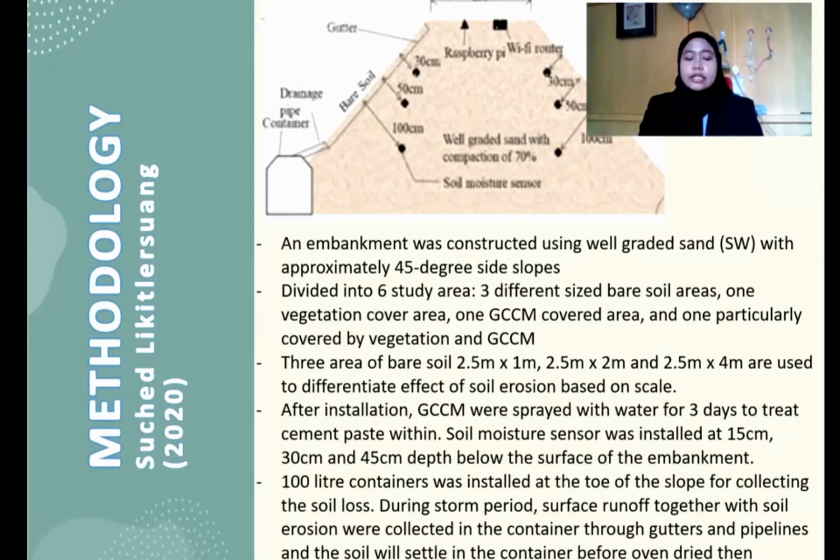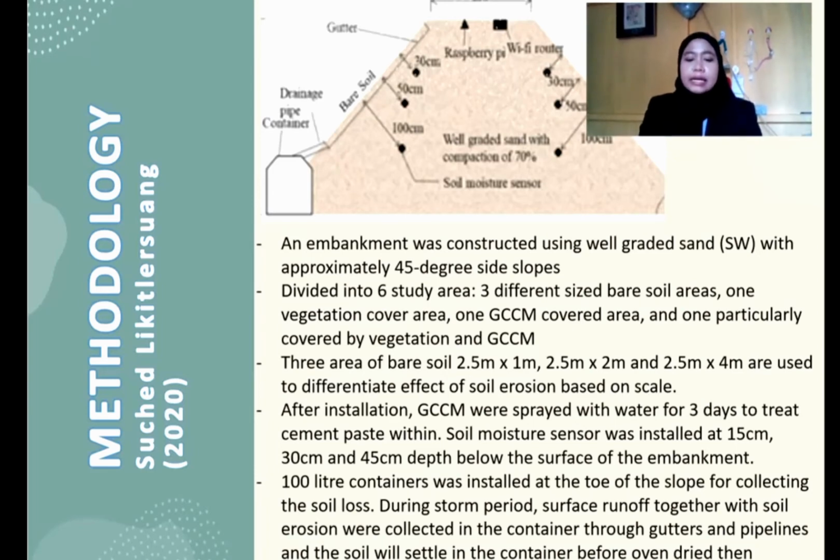For the methodology, for the first study case, as we can see from the slide, it shows the embankment was constructed using a well-graded sand with approximately 45 degrees side slope. It's divided into the 6 study areas, which are 3 different sized bare soil areas, 1 vegetation covered area, 1 GCCM covered area, and 1 partially covered by both vegetation and GCCM.